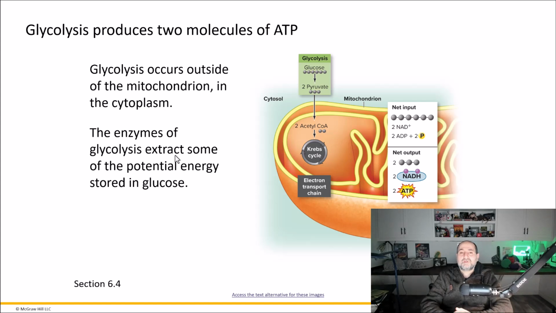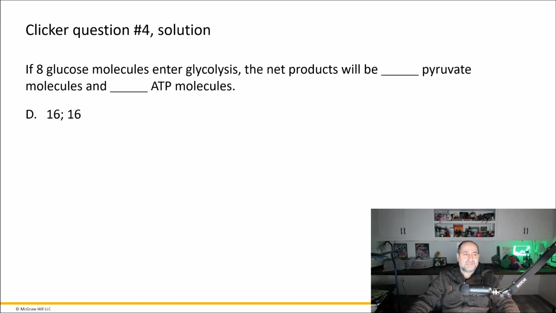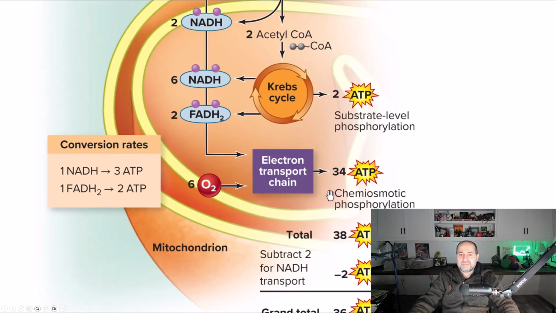Again, remember, glucose is required for glycolysis, and the 3 products of glycolysis are pyruvate, NADH, and ATP. And do you recall the answer to clicker question number 4? If 8 glucose molecules enter glycolysis, the net products will be how many pyruvate and how many ATP? Remember, it's 2 pyruvate and 2 ATP net for each glucose molecule. So the answer has to be 16 and 16. That's right, it has to be D. You should also recall that most of the ATP is produced after the electron transport chain by ATP synthase.